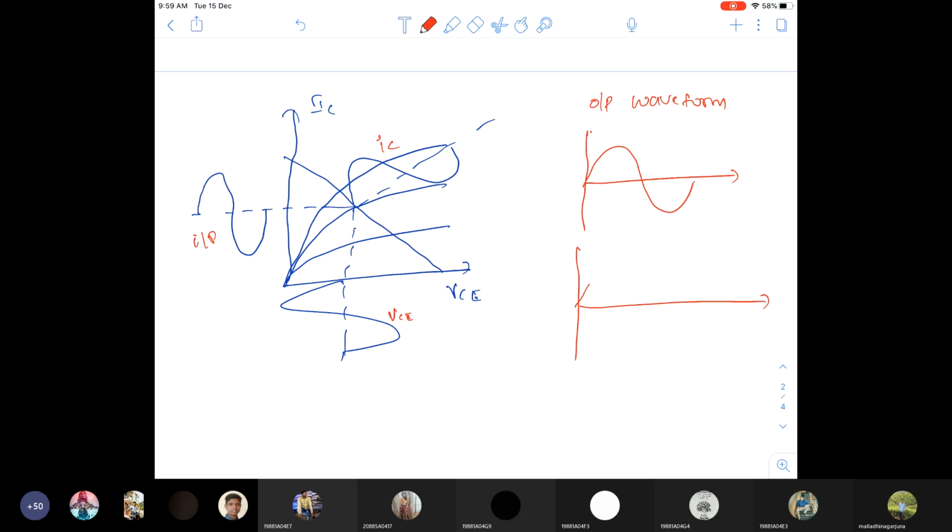IC is this one, and this is IB, and the output waveform is this, out of phase. Anyway, it is a CE amplifier, so it is out of phase. This is VC. I'm giving a complete input signal, and I'm getting a complete output waveform also. So the input is a full cycle and the output is also a full cycle. To get the output as a full cycle, I'm choosing this operating point at the midpoint of the active range.